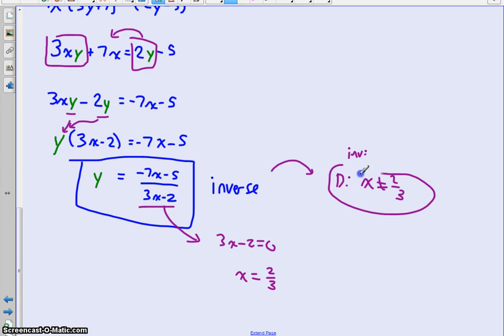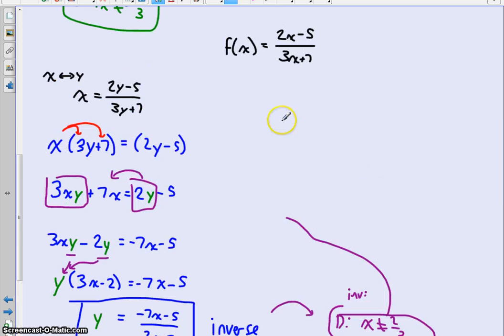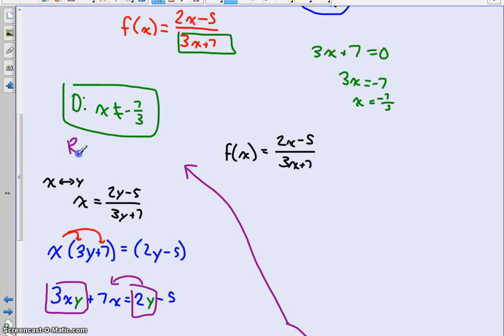Okay, so what that tells me, going back to what I was looking for in the first place in my original function, is that the range of my original function, instead of x, we have y, and y cannot be equal to 2 over 3. So if you're ever stuck and you can't find the domain and range of a function, but it is possible to find the domain and range of the inverse, you can use that to help you get what you need.